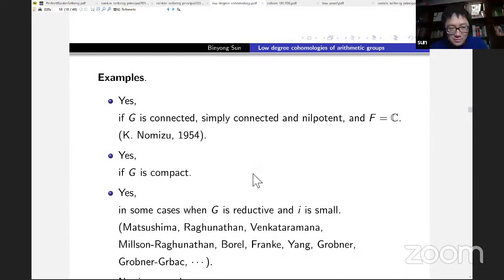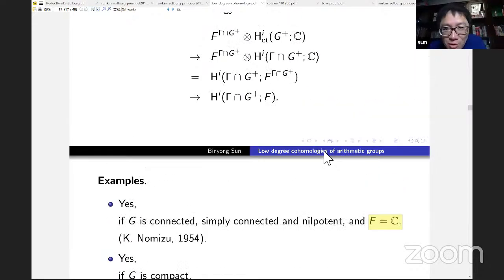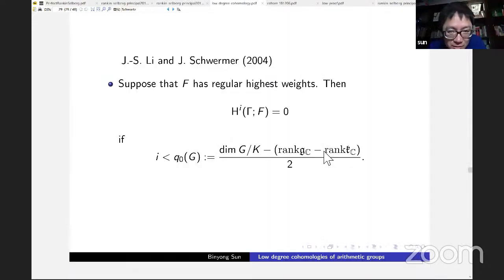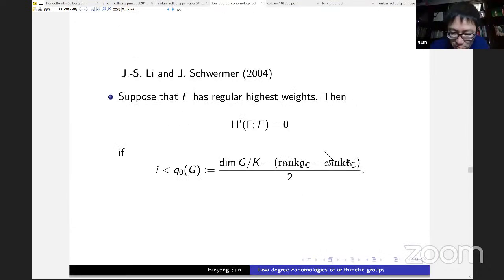Here are some old results. Yes, if G is connected, simply connected and nilpotent, and F equals C, the trivial representation, then this map is always an isomorphism.